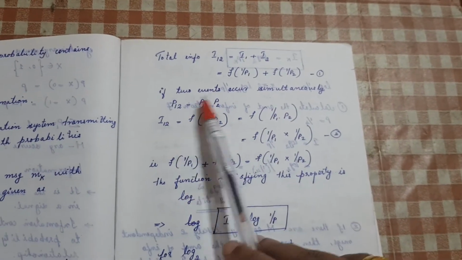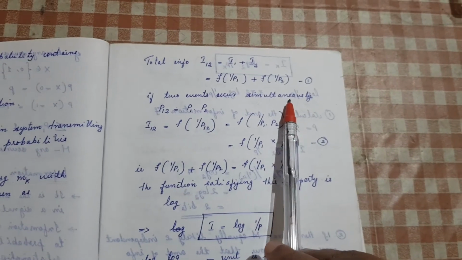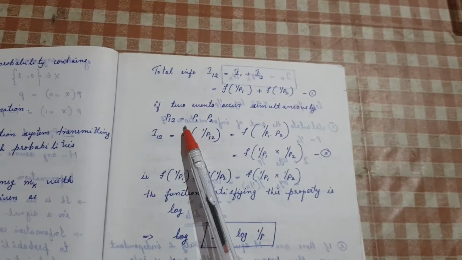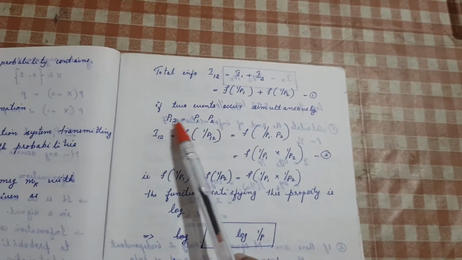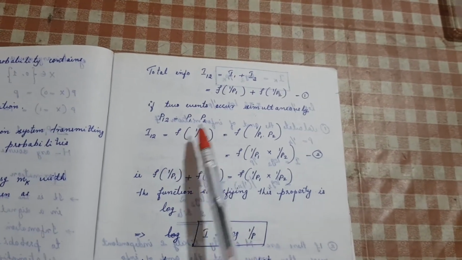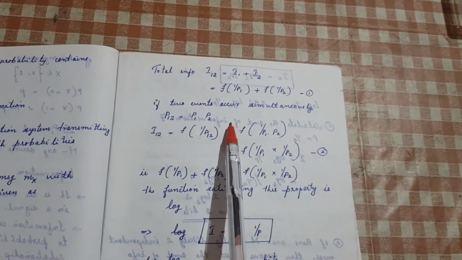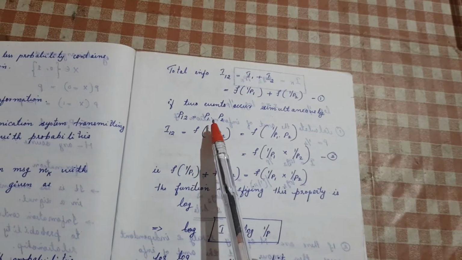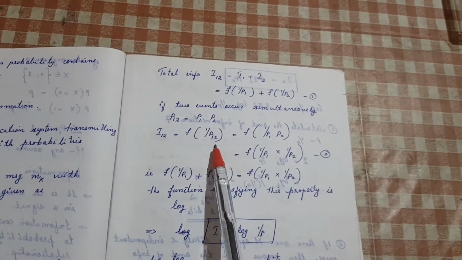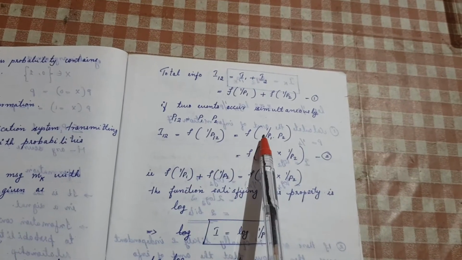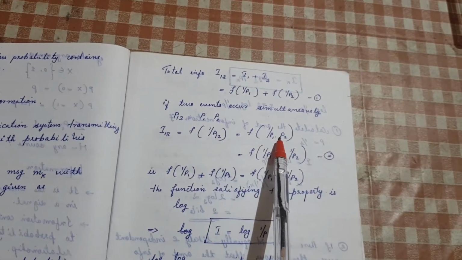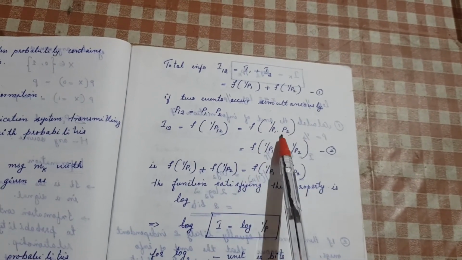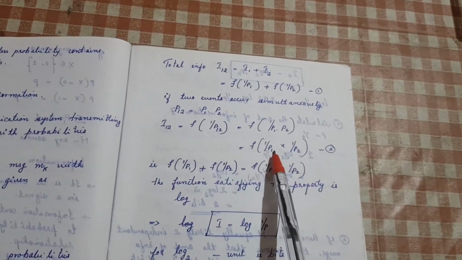Now, let's consider these two events occur simultaneously. When two events occur simultaneously, the probability of occurrence of those events can be written as P1 into P2, the joint probability. Now, the information conveyed by these two events together, I12, is equal to f of 1 by P12, where we know P12 is P1 into P2. So that is f of 1 by P1 into 1 by P2.